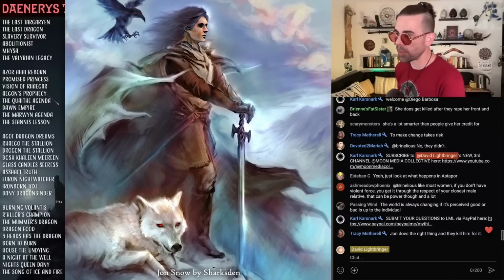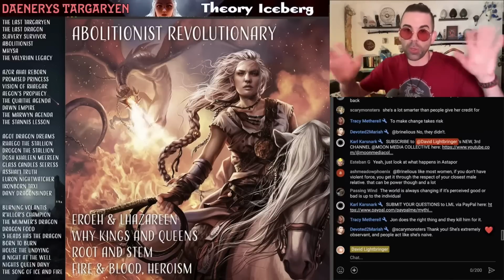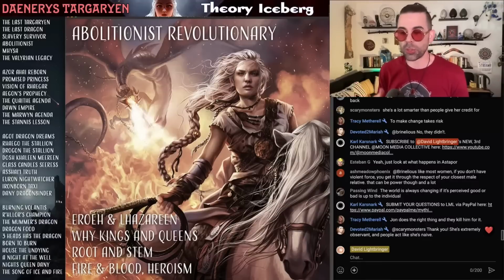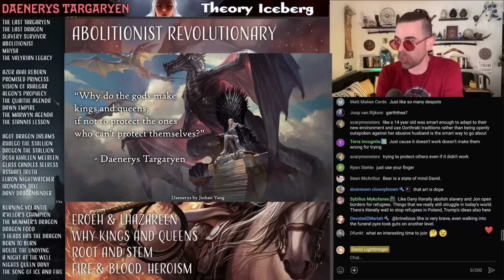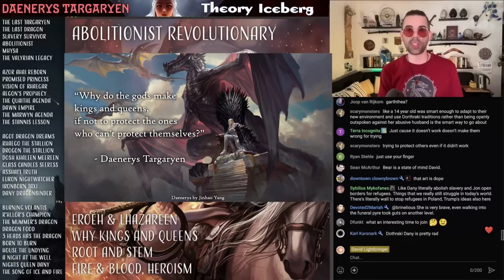So that's how Martin writes, and we shouldn't get confused that just because Dany's attempts to do justice don't always work out perfectly doesn't change the fact that she is a revolutionary who is trying to change the world and make it a better place. So Dany has this important quote where she says, "Why do the gods make kings and queens if not to protect those who can't protect themselves?" It's a very important thing. And it's one of the things she says to Jorah right before she pulls the move at Astapor to free the Unsullied. So she's like, look, if I'm going to try to be queen of Westeros or queen of anywhere, I have to use my power to protect the weak. That's what the purpose is of having power.